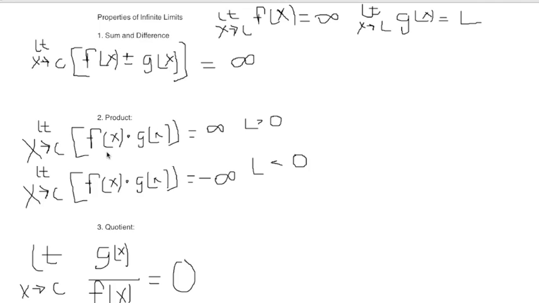So let's say we're multiplying infinity, which is the limit as x approaches c of f of x, times some number, which is the limit as x approaches c of g of x. If that number is greater than 0, like 1, 2, 3, 56, then it's just going to be infinity, because infinity times 2 is just infinity. But if the limit as x approaches c of g of x is less than 0, a negative number, then it'll be approaching negative infinity.